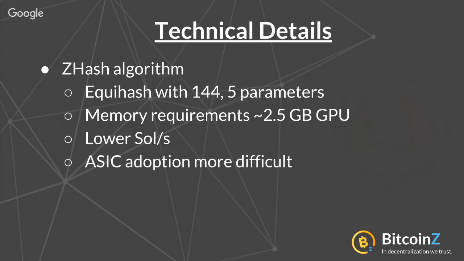There will be lower sols. Because it's a harder algorithm to process, it takes a lot more memory. You're going to see a dramatic decrease in how many sols per second you get. Don't freak out when you see it. It's normal. But also the miners are not as optimized as they could be, which means that we're kind of starting from the early days of Equihash when the miners were out there.